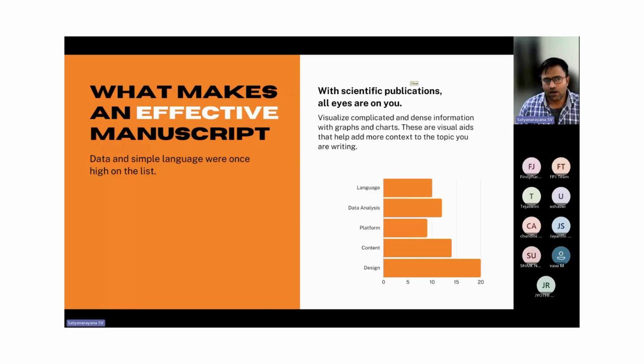So how can you say it is an effective manuscript? Still now there is no such measure, like data should be this much, language should be this much. But on average, you must consider a few things. You can check out this graph. Usually, what you need to consider first is the language.